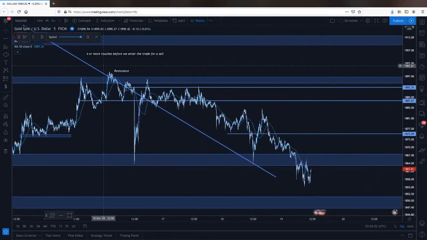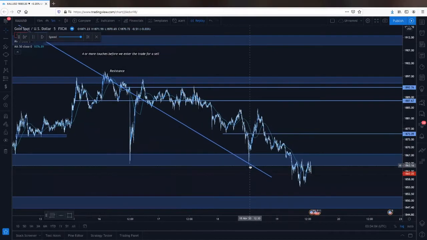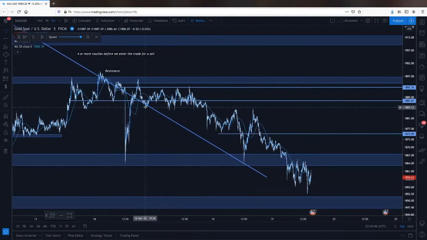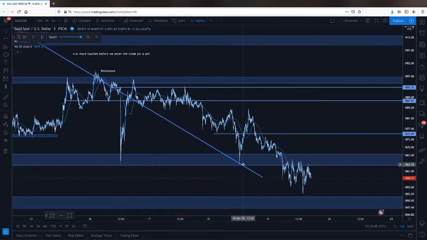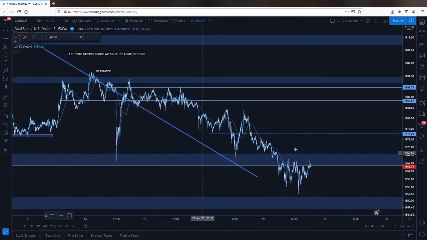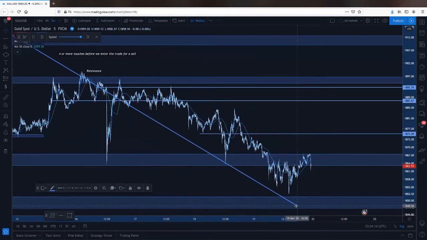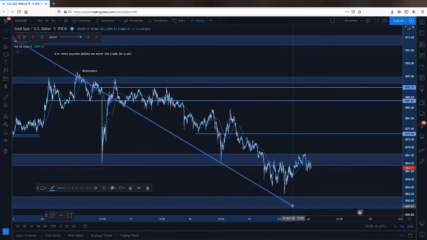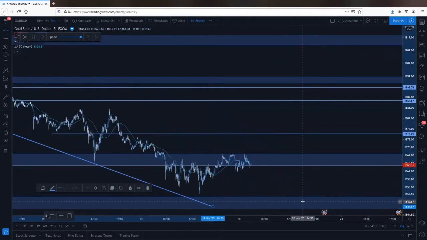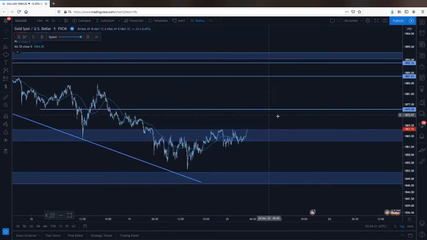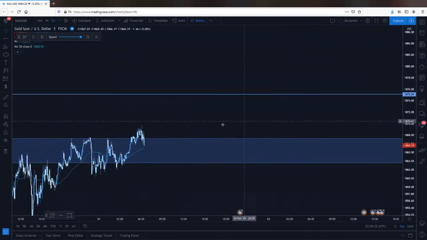Like, price is literally just respecting the trend. You know why it was respecting that trend line? And I drew the trend from all the way up here. It's because price repeats itself. Price repeats itself over and over and over. Anywhere price touches is going to touch again. That's just a little cheat code to always remember.